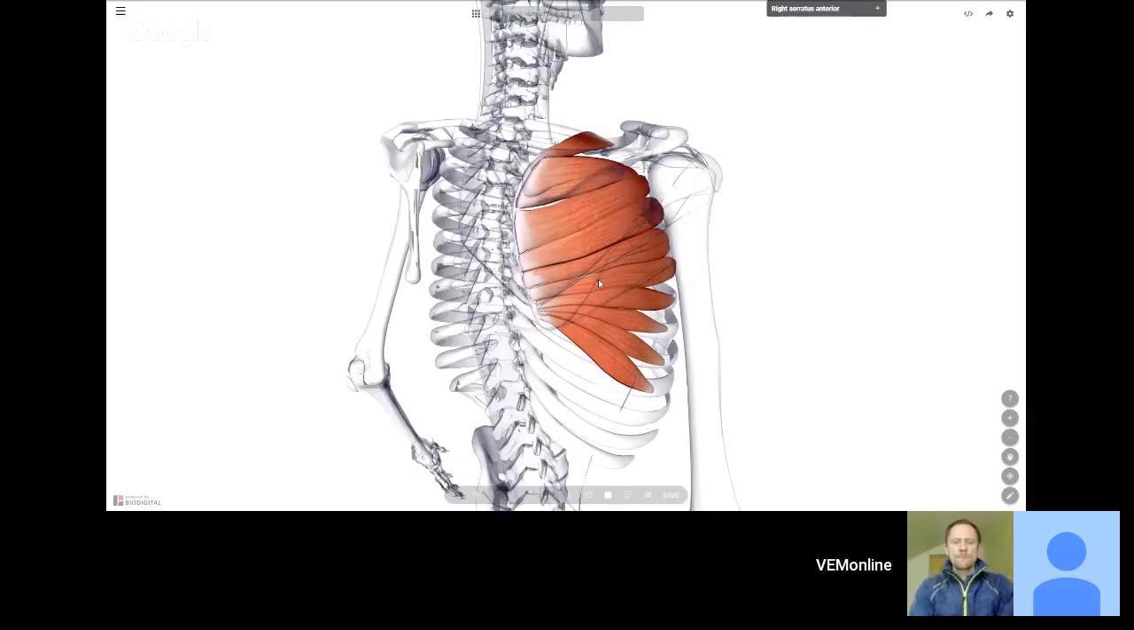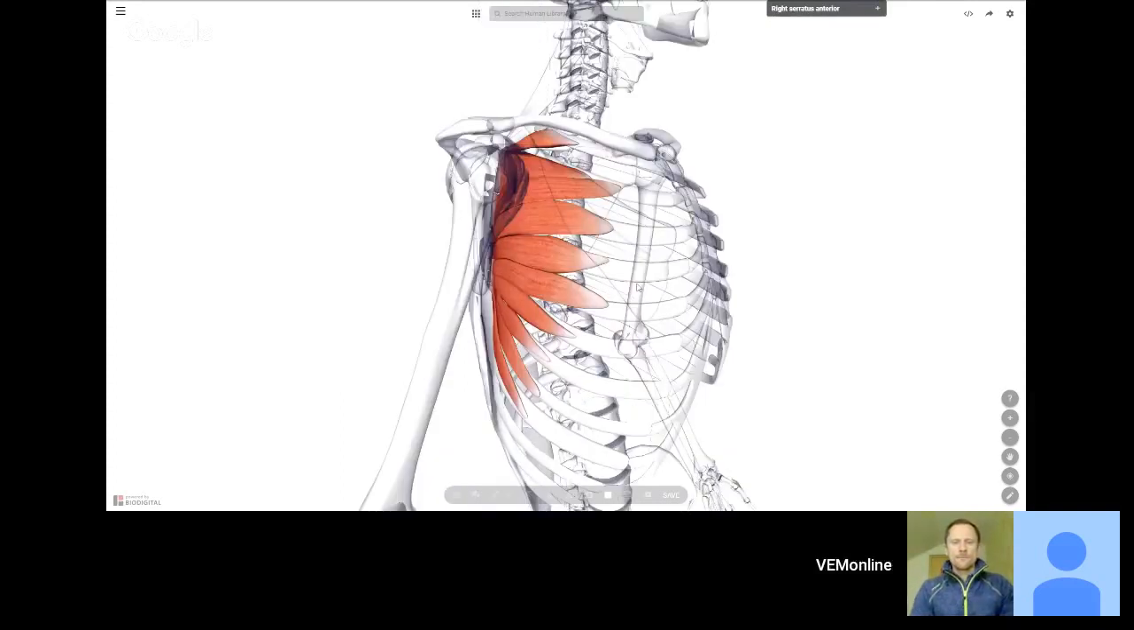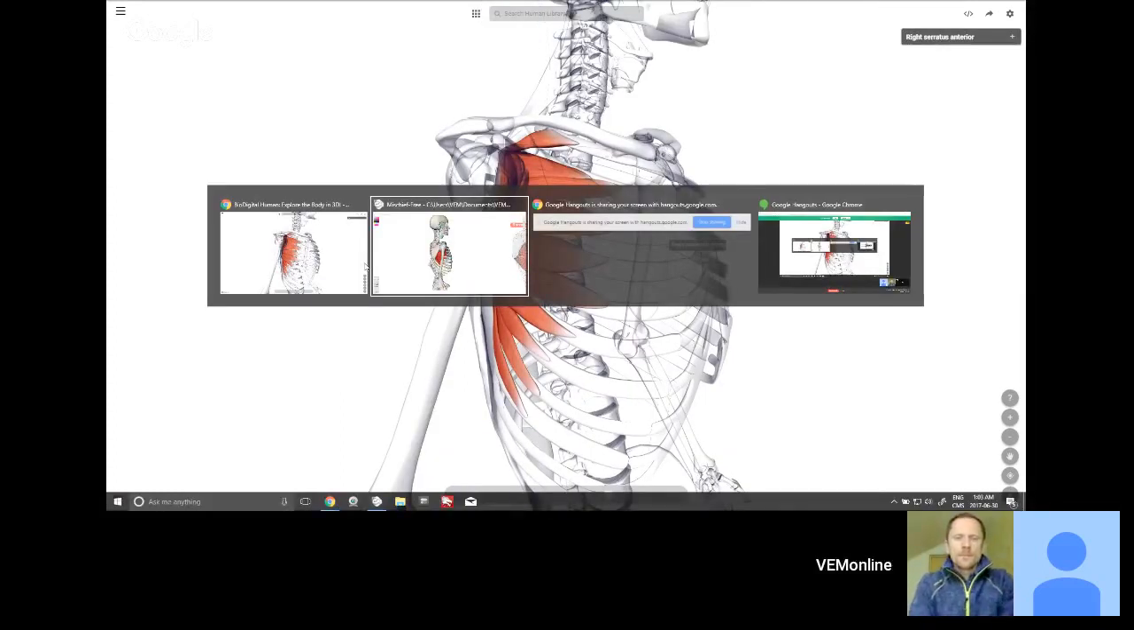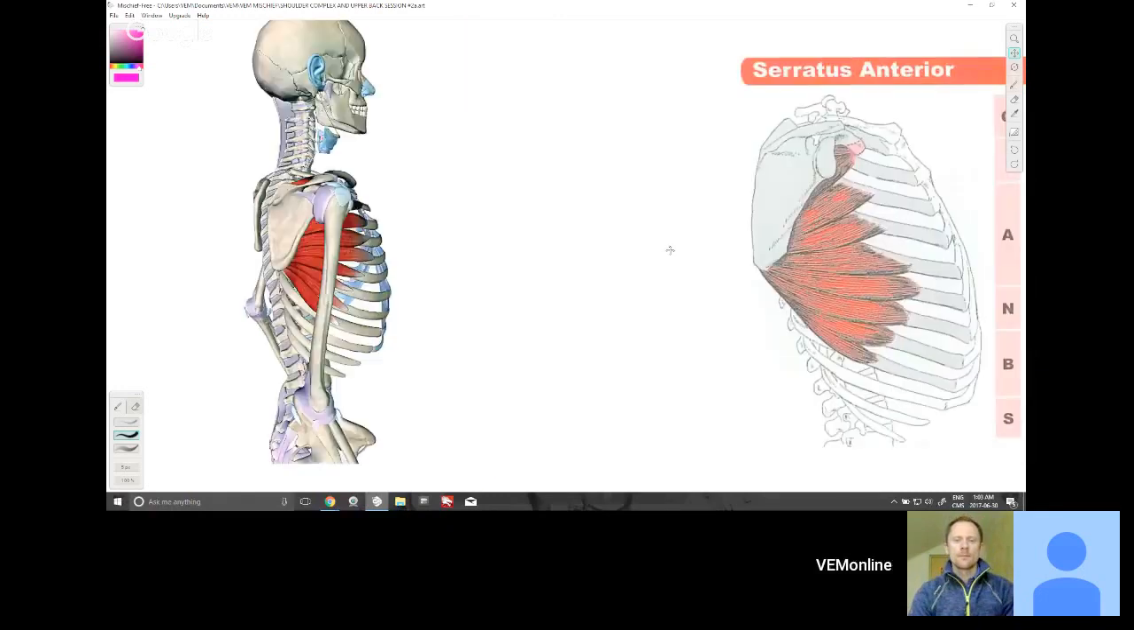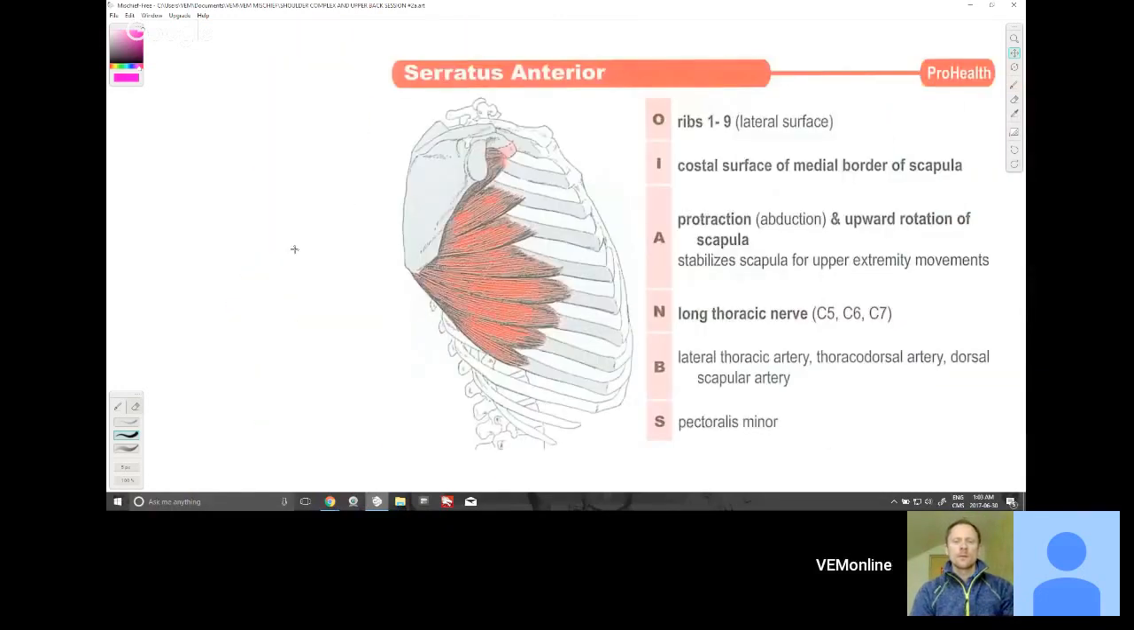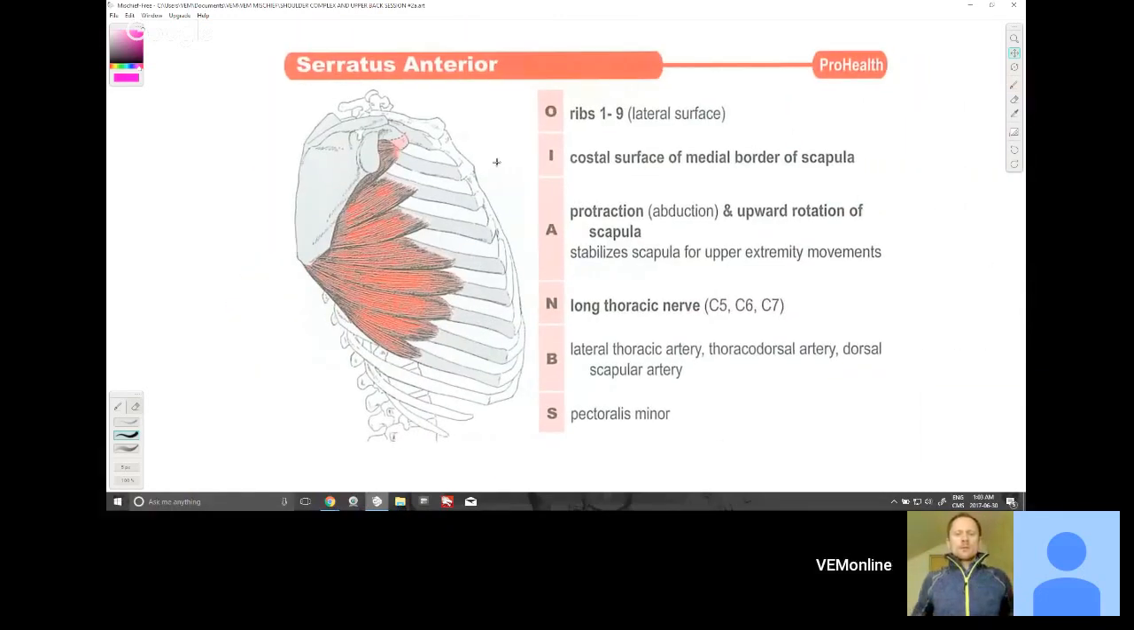Let's go back to this image here, and I'll try to explain all that. Okay. Let's go to this. So once again, let's start with the attachment points. Okay, so origin, insertion. Origin, where does it start? It starts from actually here, not from the scapula.